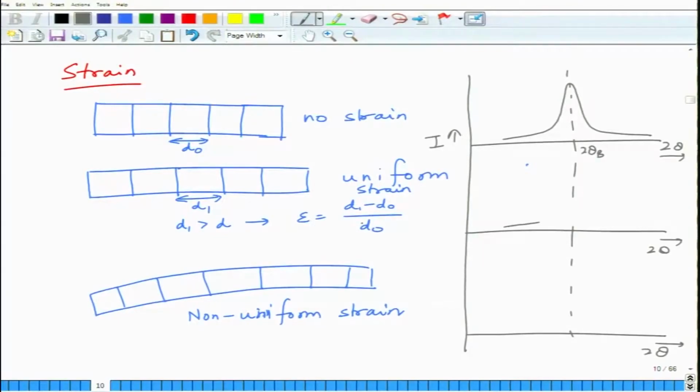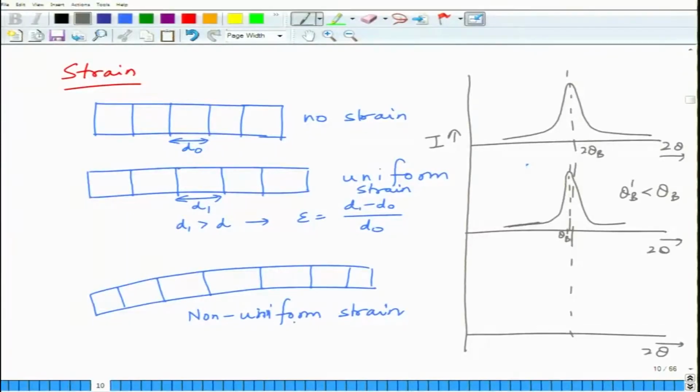So in this case D has increased, which means theta will decrease. This will be centered like this. So this is theta b prime, which is lower than theta b original, okay, because the peak is slightly shifted to left because of increase in the d parameter. Okay. Now, when you have non-uniform strain, which means you have multiple d's now. So, what it means is that non-uniform strain will lead to higher broadening. So, a non-uniform strain will lead to more broadening.